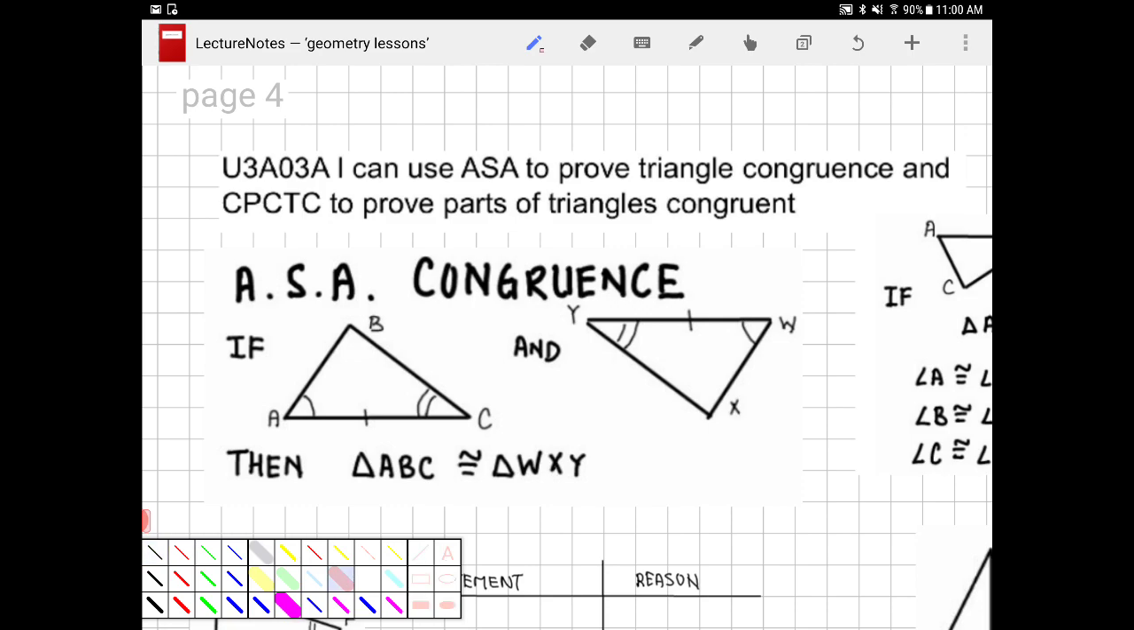If you look at the diagram here, which describes the ASA theorem, you will notice that we have AC is congruent to WY. You'll also recognize that angle A is congruent to angle W, and lastly angle C is congruent to angle Y. So the way in which we read this, the side is going to be the included side. Unlike the last theorem that we talked about, side angle side, where the angle was the included angle, here we have ASA, where the side is the included side, which means the side is sandwiched in between the two given angles.